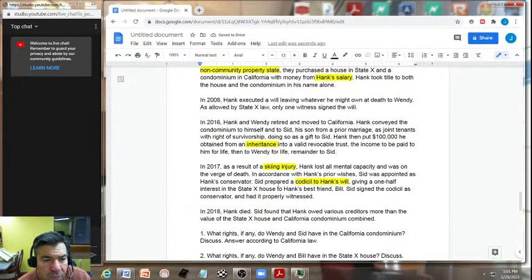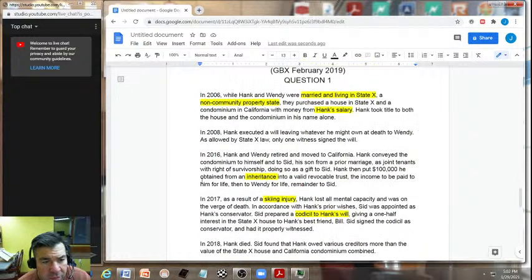Okay. In 2016, Hank and Wendy retired and moved to California, also adding more support to the fact that we're dealing specifically with the state X house, the quasi community property. Hank conveyed the condominium to himself and to Sid. Right here, the conveyance, this would be a management control situation.